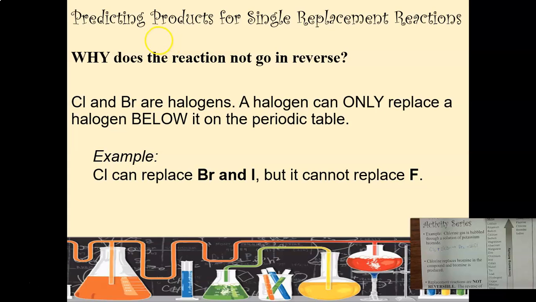Why doesn't the reaction go in reverse? Again, chlorine and bromine are both halogens. A halogen can only replace a halogen below it on the periodic table. Chlorine can replace bromine and iodine, but it cannot replace fluorine.